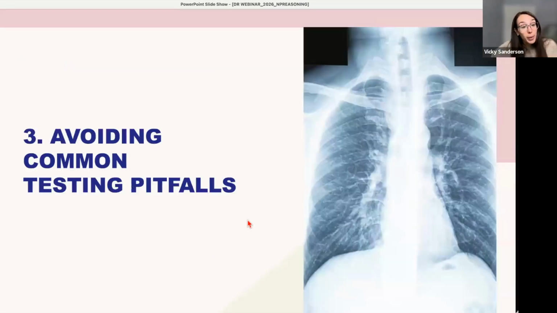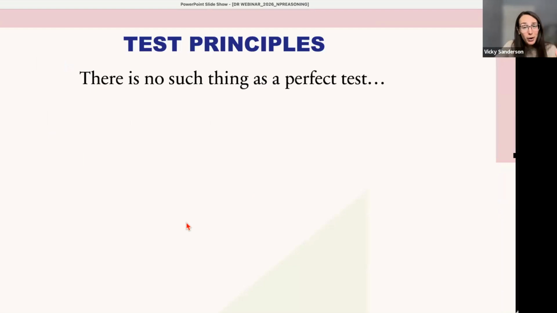So next, I'm going to jump into how to think about and remind ourselves how to avoid common testing pitfalls. Because again, this is a huge part of our job, balancing over-investigating and under-investigating. It's really challenging. So we have to remember, unfortunately, there's no such thing as a perfect test. So it's up to us to interpret whether we can actually trust that test result, right?